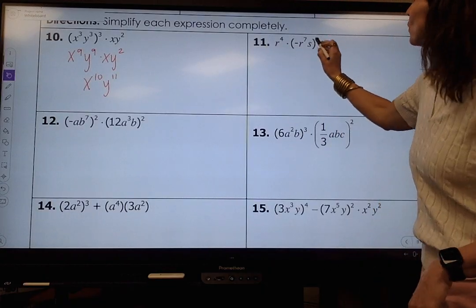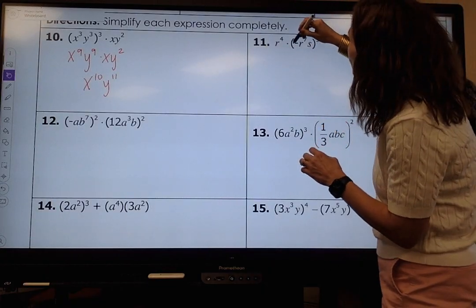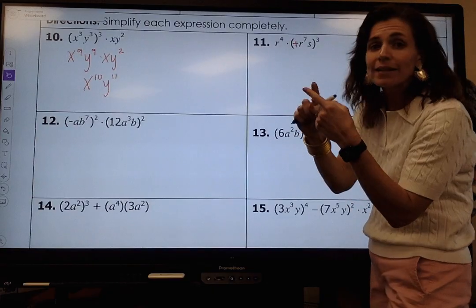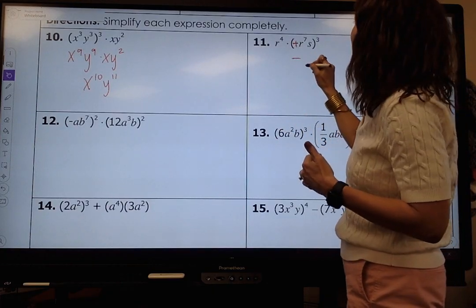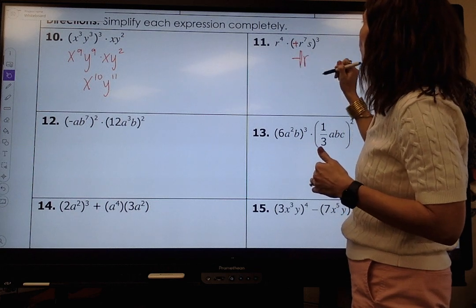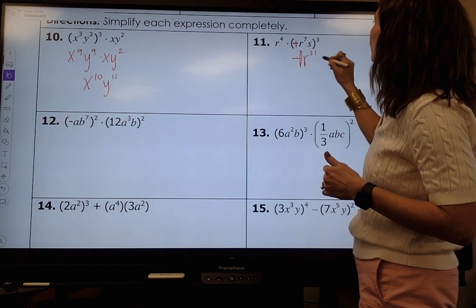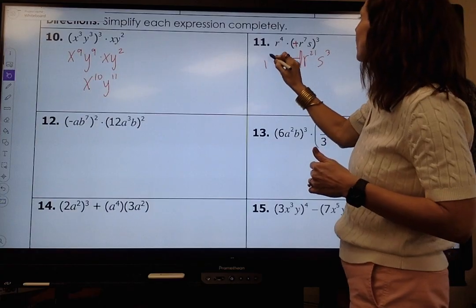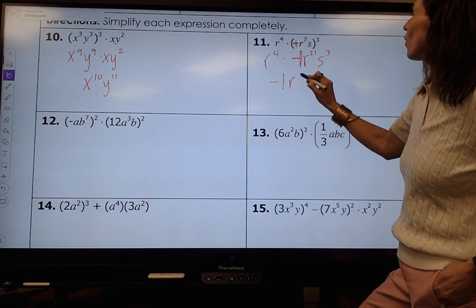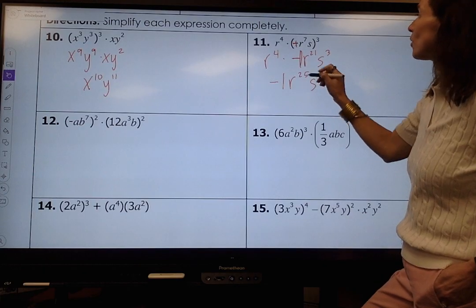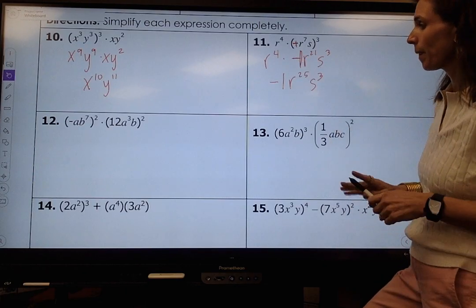Number 11, I'm going to do this part first. Your coefficient is a negative 1. That's a negative times a negative times a negative. Still negative. So really it's negative 1, r to the 21st, s to the 3rd, times r to the 4th, which is negative 1, r to the 25th, s to the 3rd, because I add them.